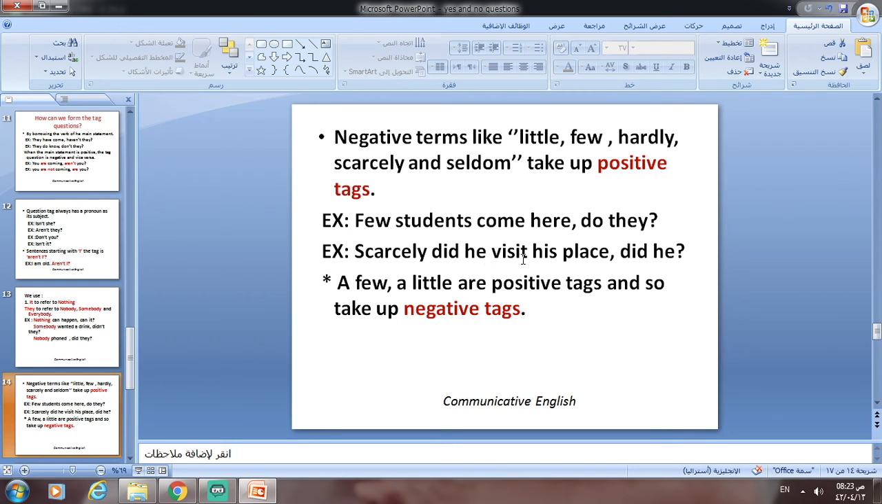Scarcely did he visit his place. Scarcely also is a term that expresses the negative, so it is a negative term. So we leave the question tag in positive form, like did he, because here we have the subject. Scarcely did he visit his place. Did he? A few, a little are positive terms, and so they take negative tags.